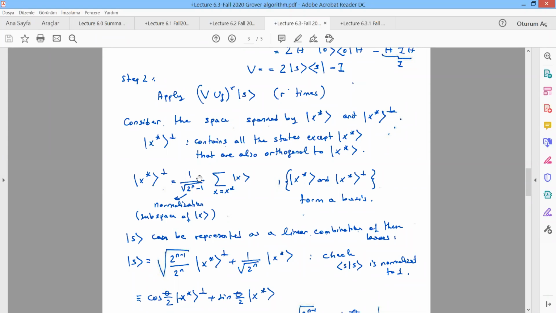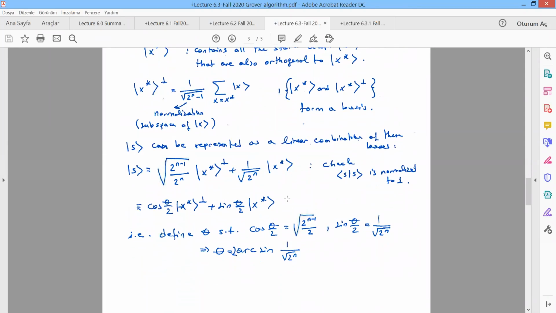This normalization constant is because now we have one less. We don't have 2 to the n states in this set, now we have 2 to the n minus 1 states. So in a two-dimensional space, this vector and this vector form a basis, right? Because they are perpendicular. If you take the inner product, they are perpendicular, as you see. And so they form an orthonormal basis.